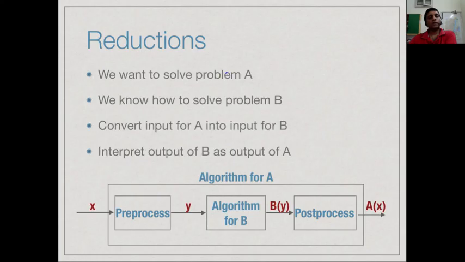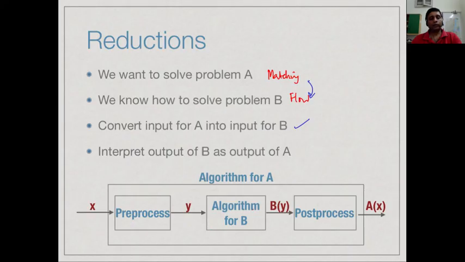So this is a general example of what we call a reduction. So we want to solve a given problem, problem A, but we don't know how to solve it. But we do know how to solve another problem B. Right? So in our case, this is matching, and this is flow. So what we do is we transform our problem from matching to flow. So we take our matching problem and then we add a source, we add a sink, we add capacities, convert it into a flow problem.